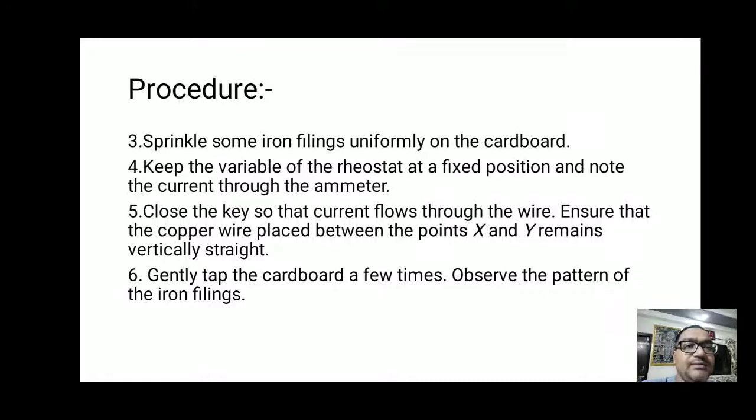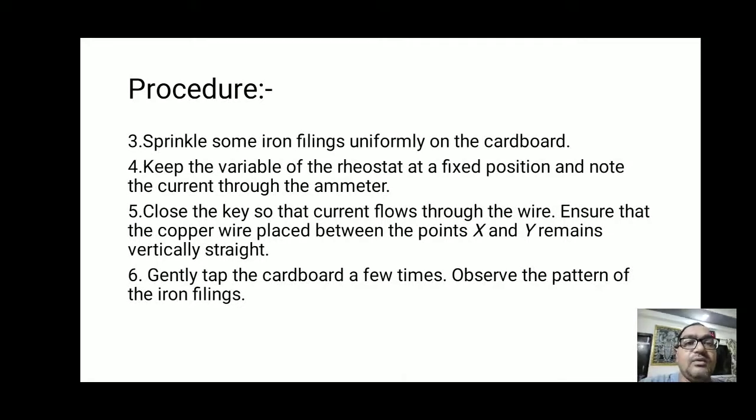Then point number 4: keep the variable of the rheostat at a fixed position and note the current in the ammeter. We have to fix the rheostat, meaning we fix how much resistance is to be passed. Rheostat means we can change the value of resistance. We can keep it at 5, 10, 15 in that way. So we fix one resistance and then note down the ammeter reading. Then we have to close the key.